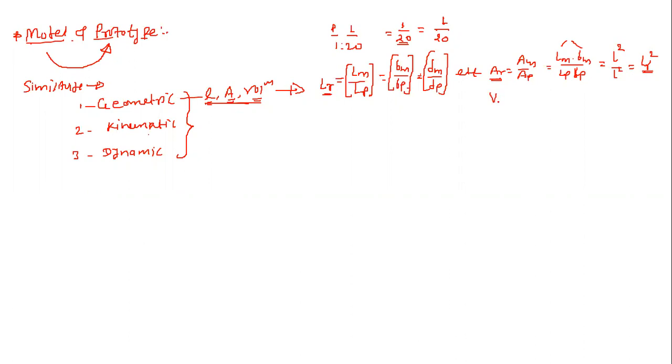Similarly, the volume scale ratio is VR. Volume scale ratio is nothing but length into width into height, the product of all three. So that will be equal to LR cube: length into width into height of the model divided by length into width into height of the prototype, that is LR cube. This is about geometric similarity. Now the next one is kinematic similarity. Kinematic similarity means the similarity of velocity and acceleration. So what is that?